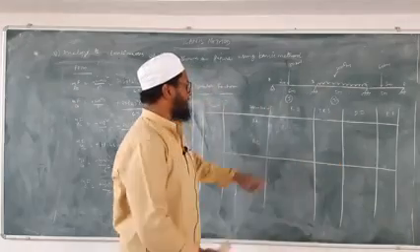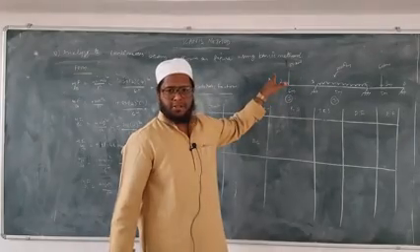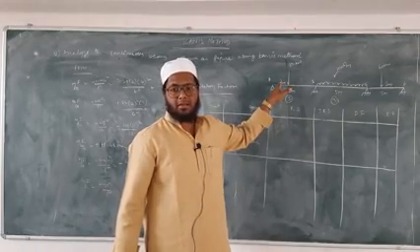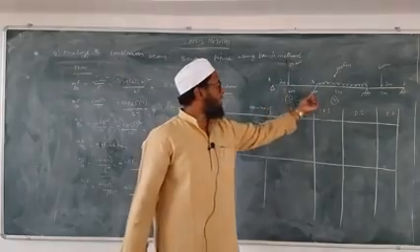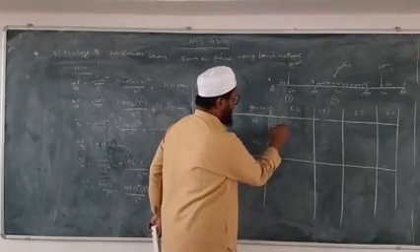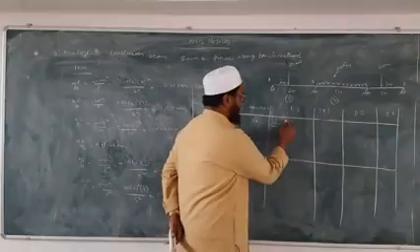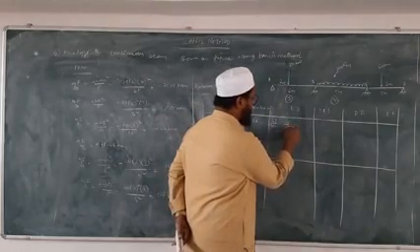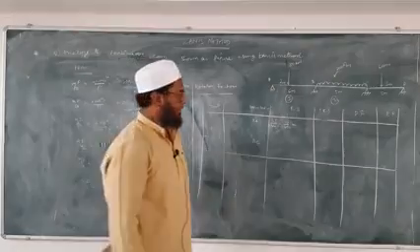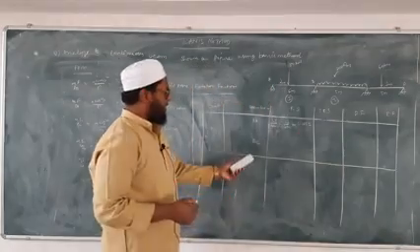Now tell me, what is the relative stiffness for BA? See here, from B to A we have a hinge support. So what will be the relative stiffness for this one? 3I by 4L. What is I here? 1I. So 3I by 4 into 6. 3 by 24 is how much? 0.125 I. Okay.